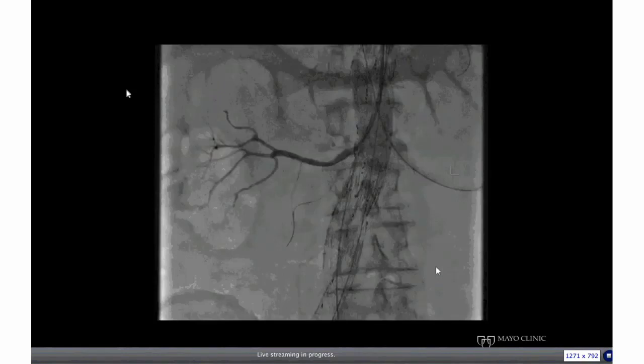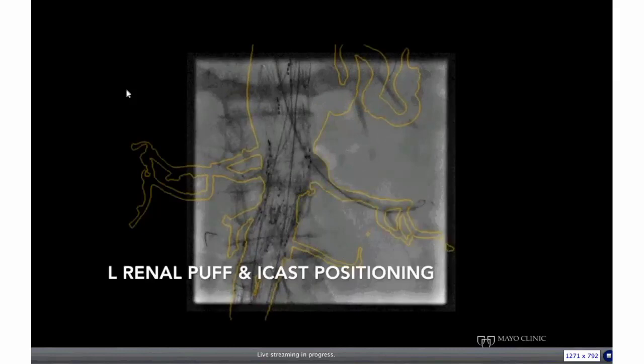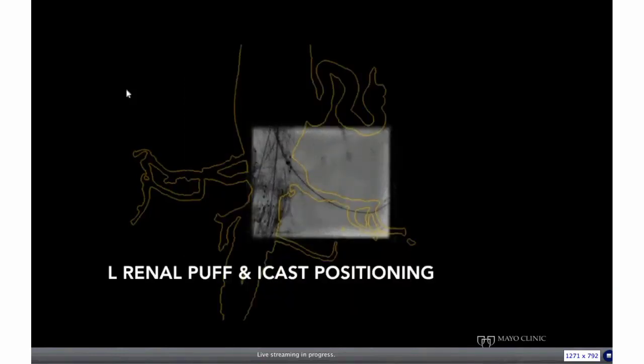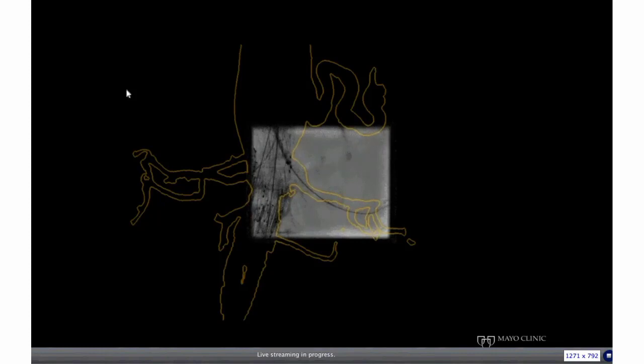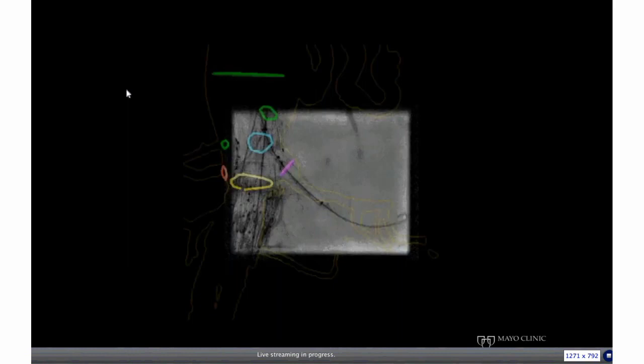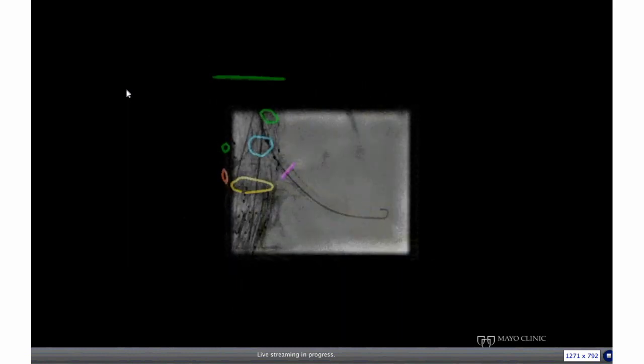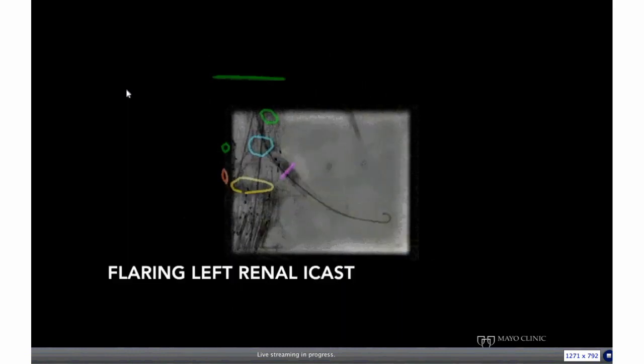Next, the left renal stent is then positioned, a puff angiography is performed, the stent is deployed and again flared using steps identical to the right side. After each one of these stents is deployed, the respective wire is then removed to allow more space within the 12-French brachial sheath.